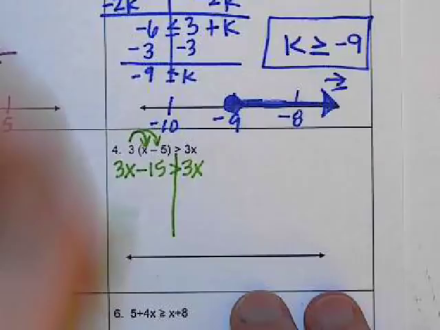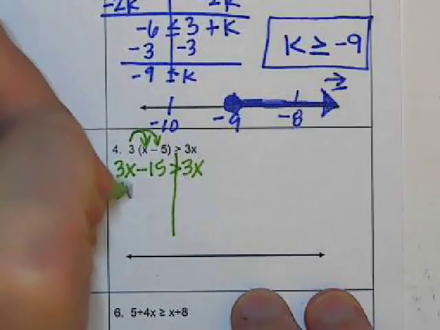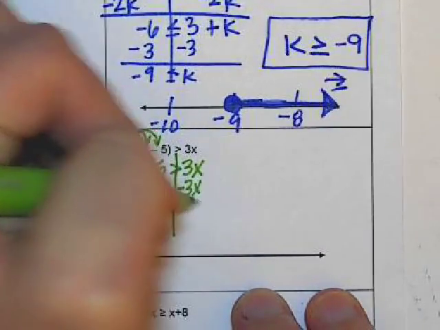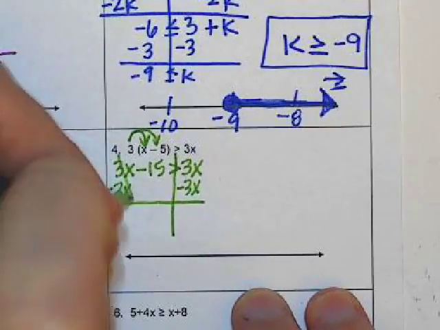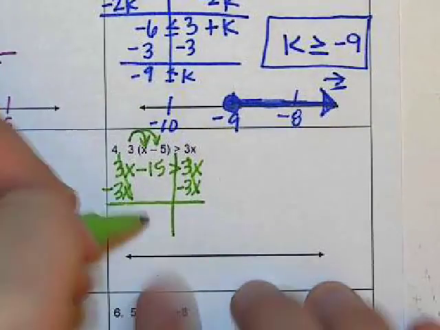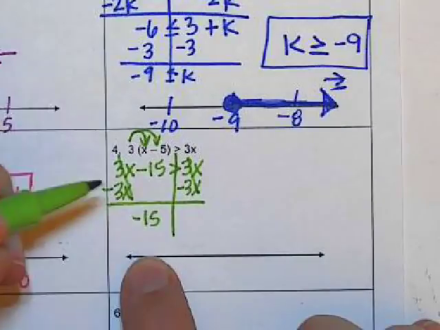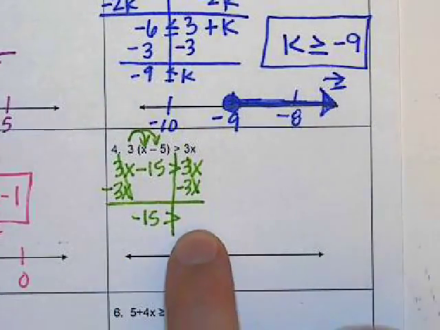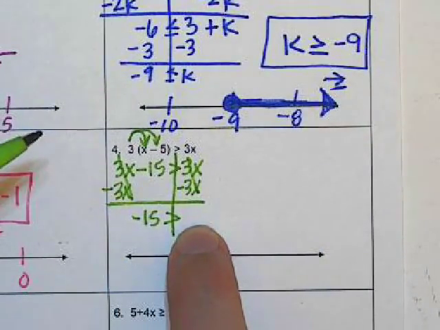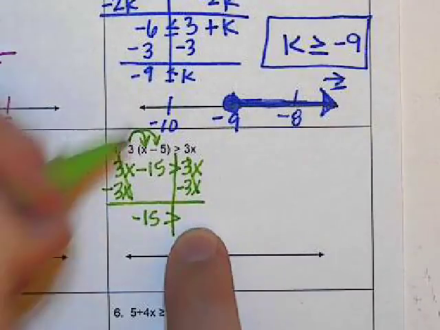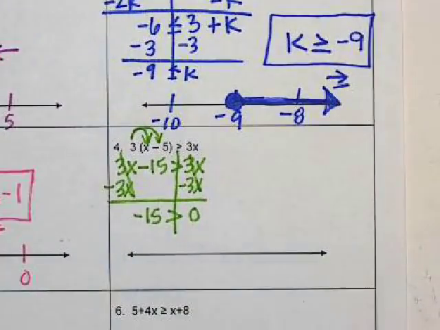Okay, so I'm going to minus 3x on both sides. They both cancel out. Now, this side I'm left with negative 15, greater than. But this side, what number should I have there? No, they cancel. It'd be 0. My x is canceled.